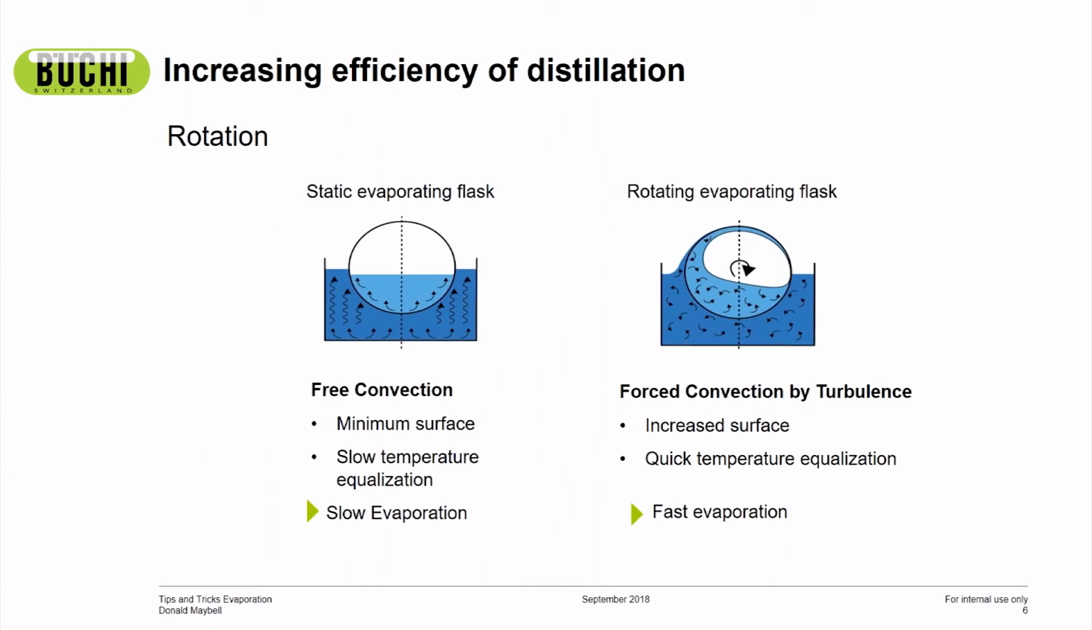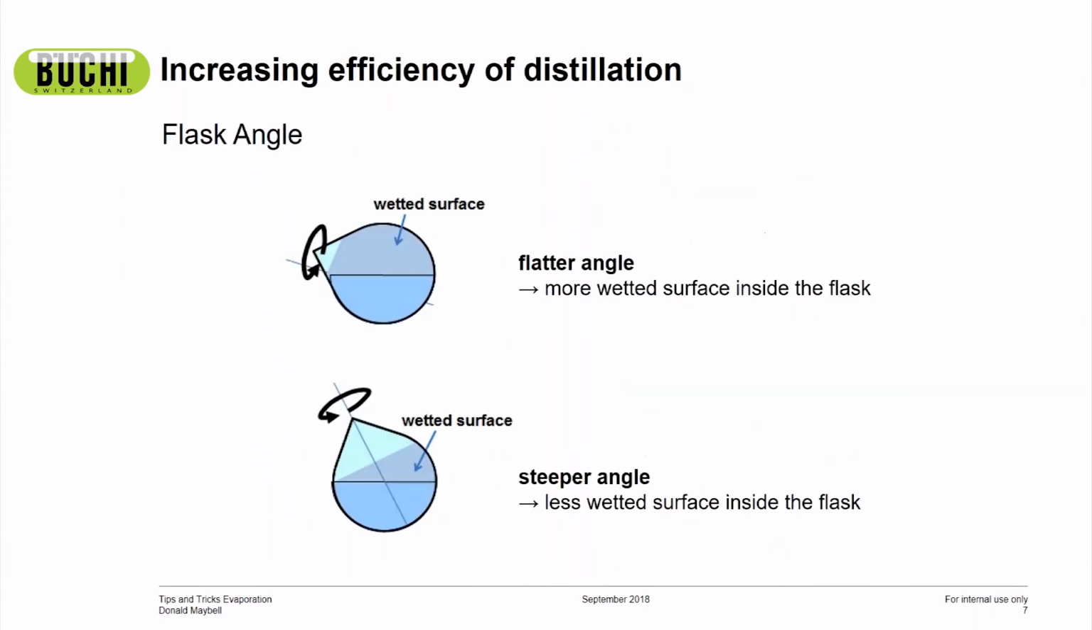Without rotation, it's equivalent to putting your sample into a beaker and just heating it up. The next thing would be your flask angle.